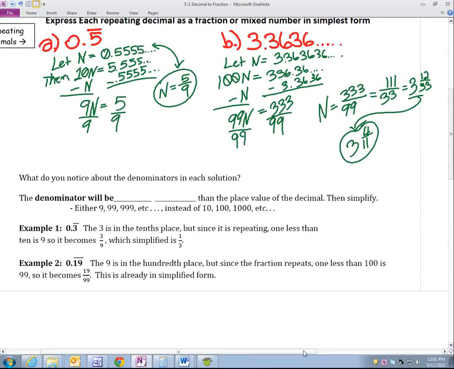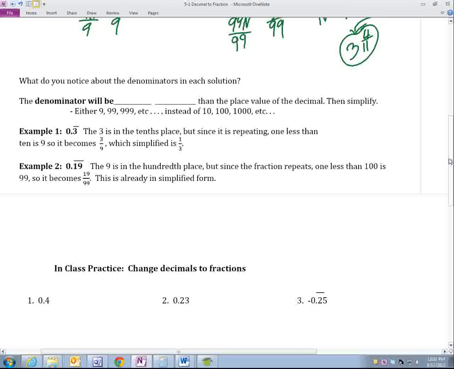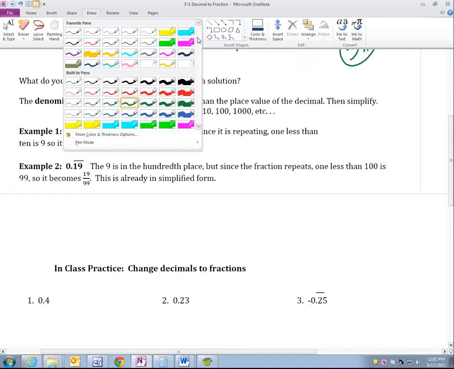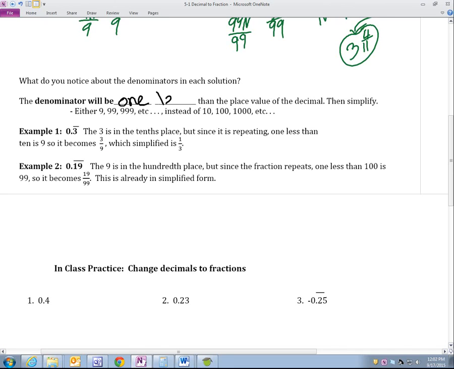elevenths. Now, in your notes next, it says the denominator. What did you notice about the denominators in each solution before reduction? There's nines. Yes, there's nines. And I'm telling you, the denominator will be 1 less than the place value of the decimal. Then simplify. Either 9, 99, 999, et cetera, instead of 10, 100, 1,000, et cetera.